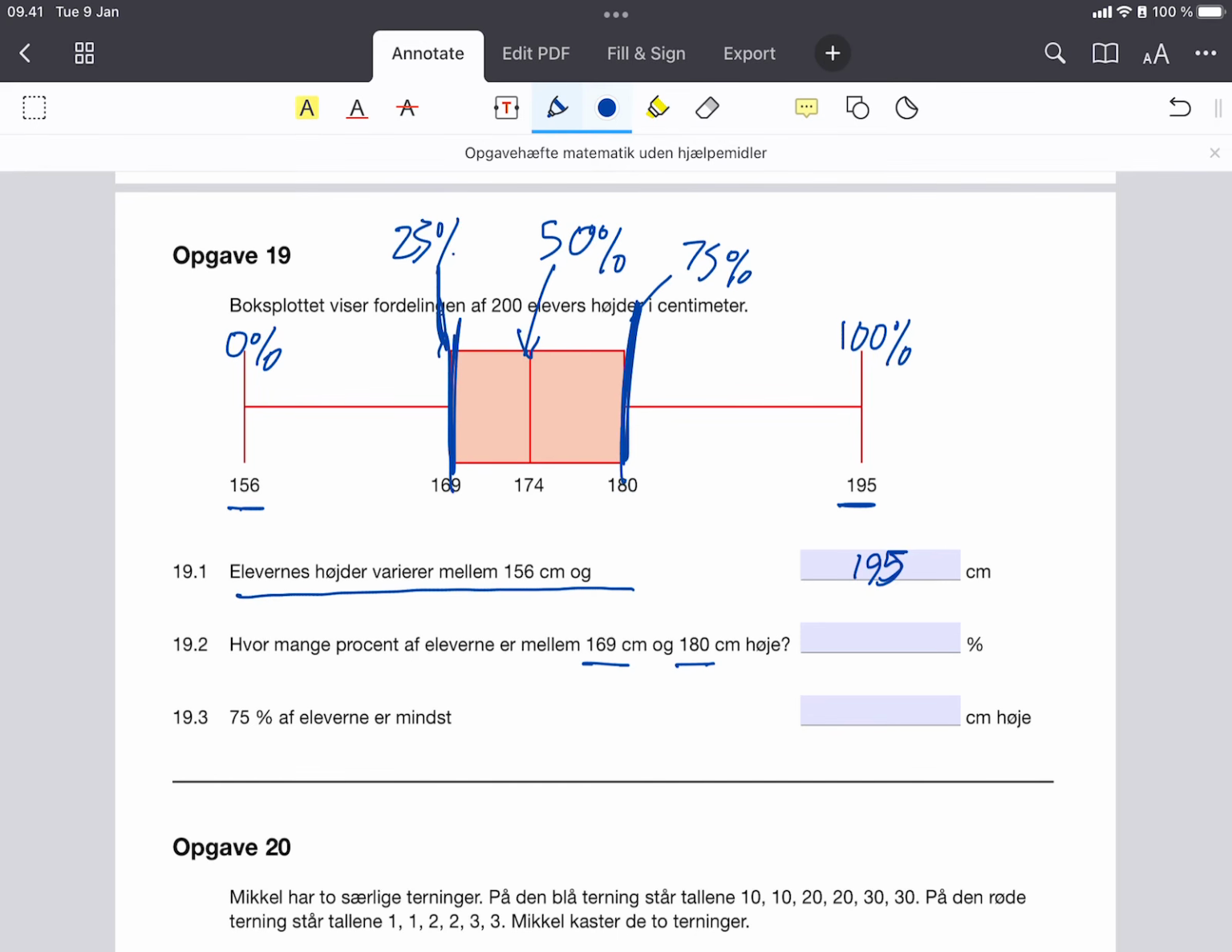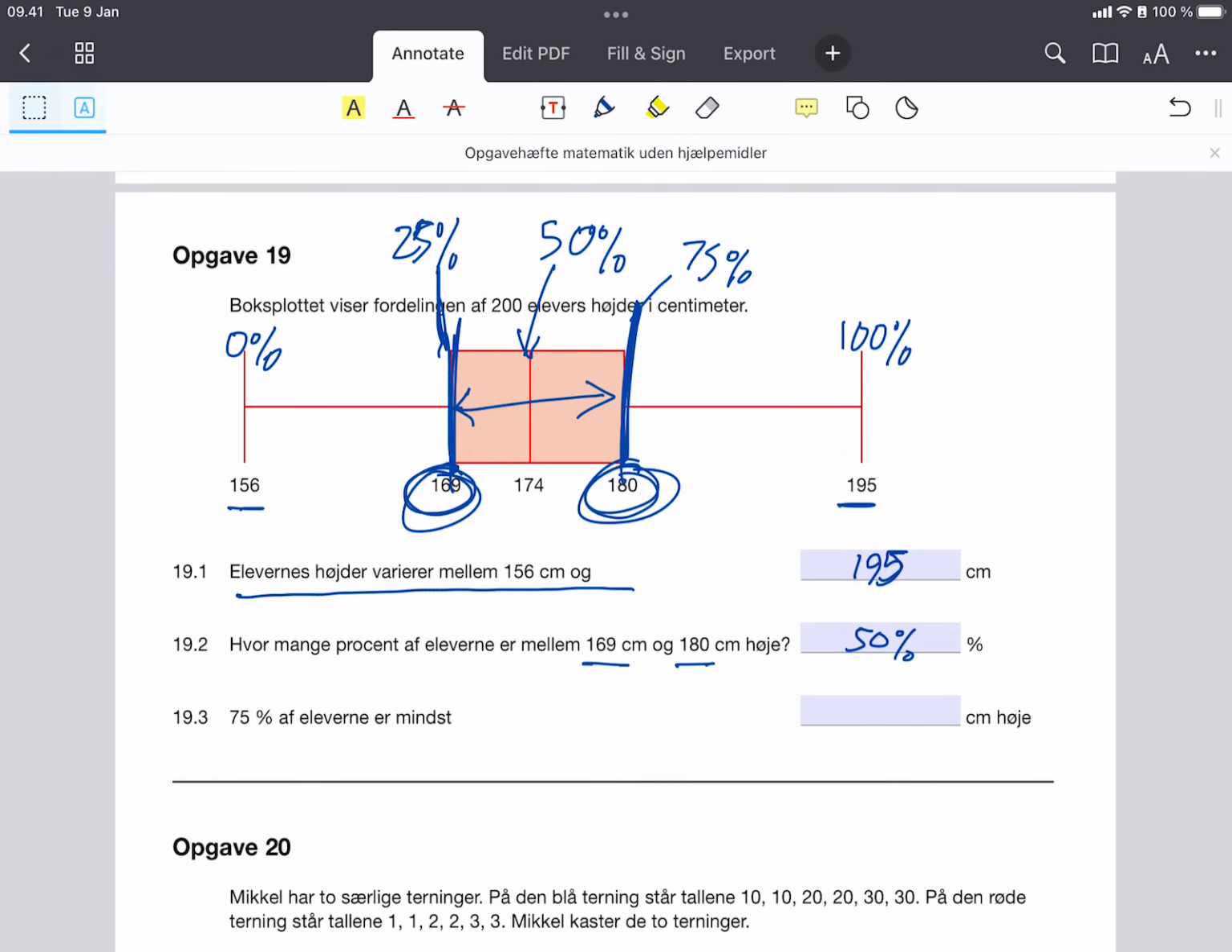So the person who's just at the bottom 25% is 169 centimeters. The person who's at the top 25% is 180 centimeters. And then everybody in between is in the middle 50%. So 50% of pupils are between 169 and 180 centimeters, because those are the upper and lower quartiles.